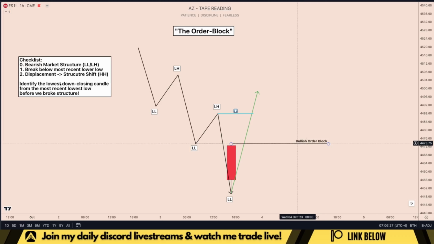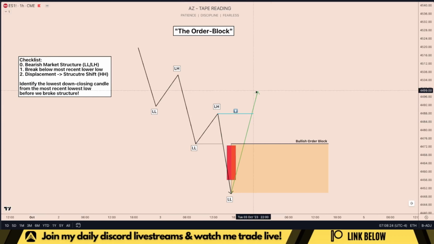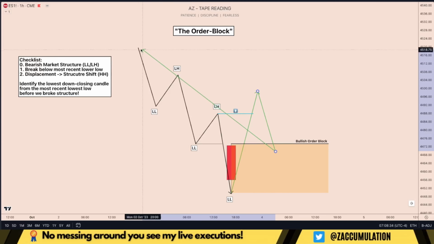So this entire down closing candle becomes our bullish order block, where we would expect support for a continuation move into buy side liquidity. After we have our confirmed market structure shift with the displacement, we pull back into that bullish order block and continue into buy side liquidity above all the old lower highs that we have left behind for our bearish market structure.